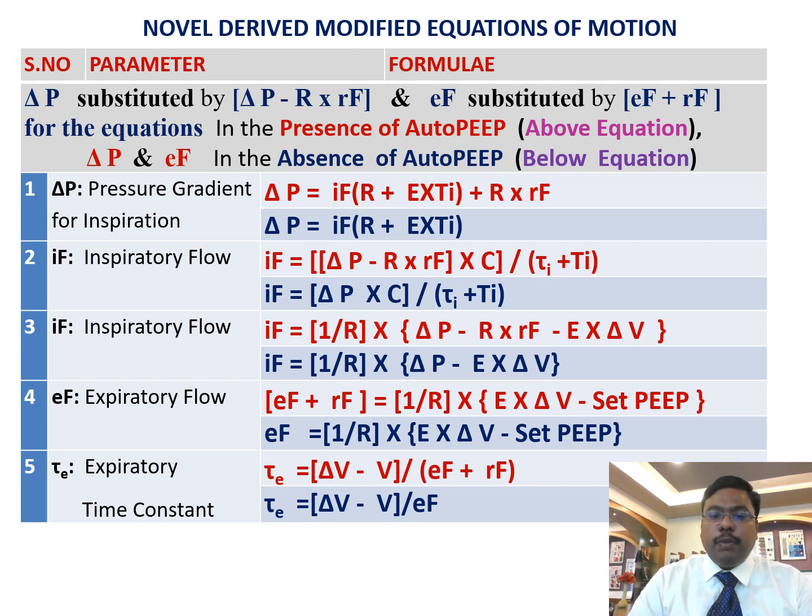So in the presence of auto PEEP, we have to substitute delta P by delta P minus R times RF. R times RF denotes auto PEEP. And expiratory flow should be substituted by expiratory flow plus residual flow.